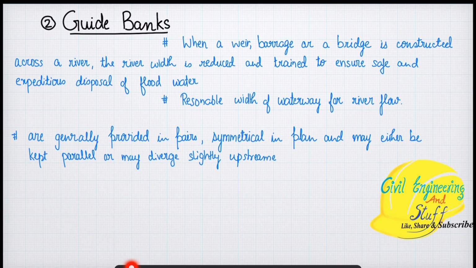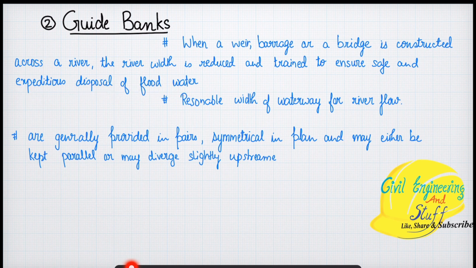Then the second type of river training work structure is what we call the guide bank. Guide banks are the structures that are used to confine the flow of the river. So when a weir or a barrage or a bridge is constructed across the river, the width is reduced and trained to ensure safe and expeditious disposal of floodwater.